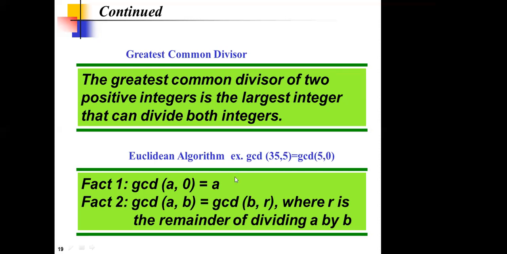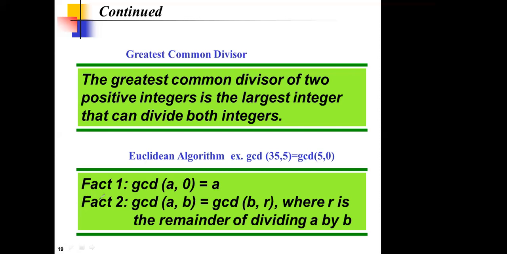Okay, this GCD algorithm was proposed by Euclid. Know that Euclid also contributed in geometry. So what is the fact that is used in the Euclidean algorithm? If we are calculating the GCD of two numbers, and if one number is 0, then GCD(A,0) becomes A. And this is an important property.